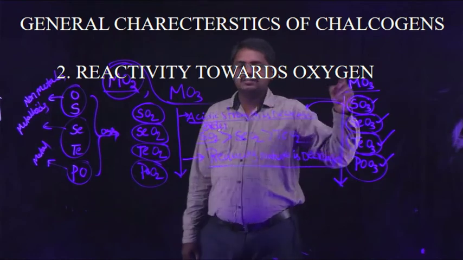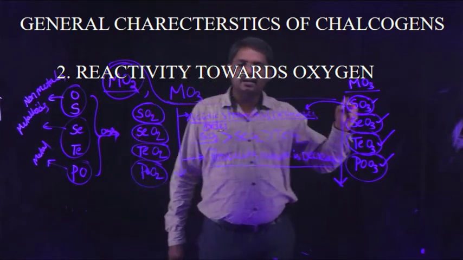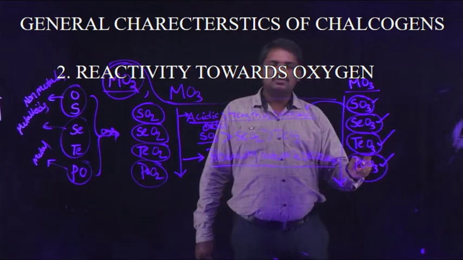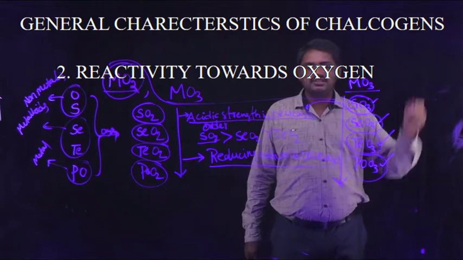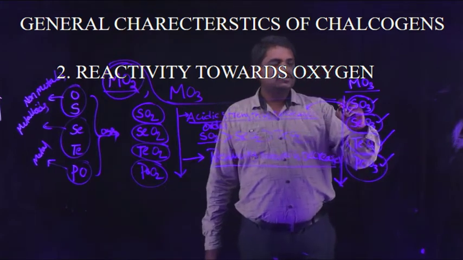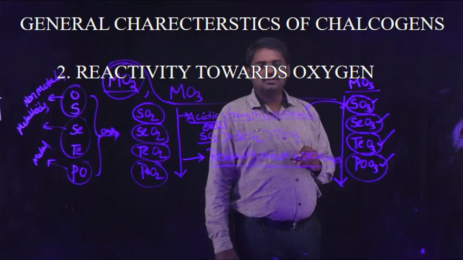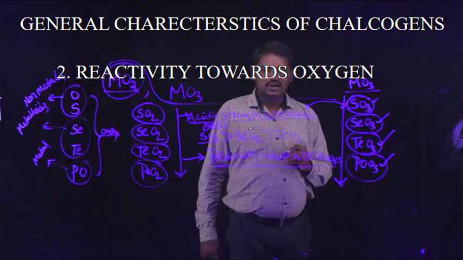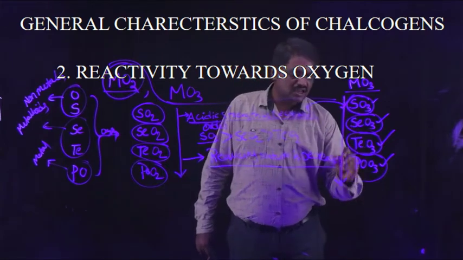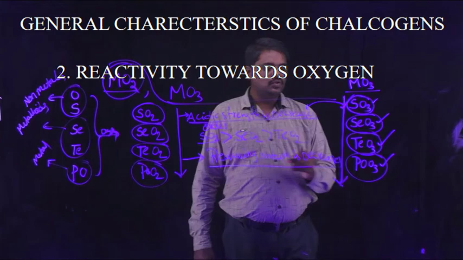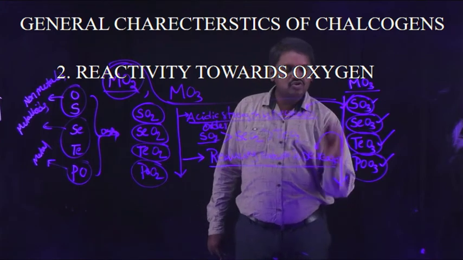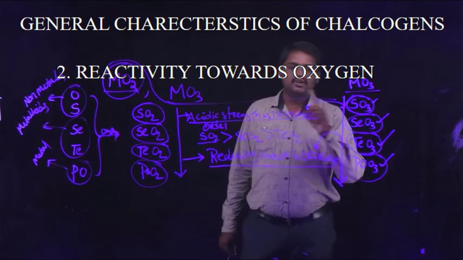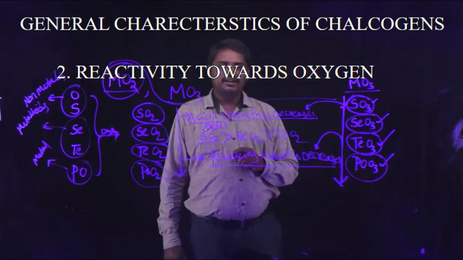The first oxides exhibit more acidic character, and on moving down the group, acidic strength decreases, meaning basic strength increases. So this property is similar for both MO2 and MO3 type of oxides. Next, for these trioxides on moving down the group, reducing nature also decreases. This property is also similar for both.